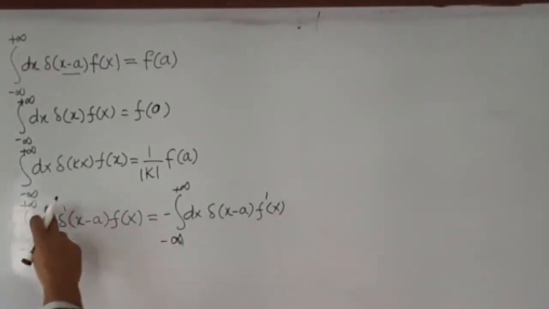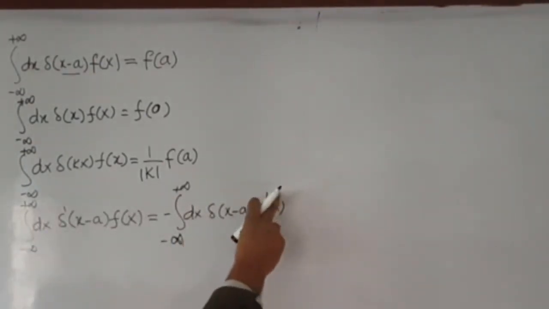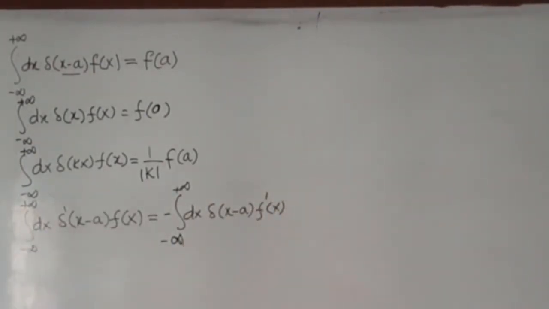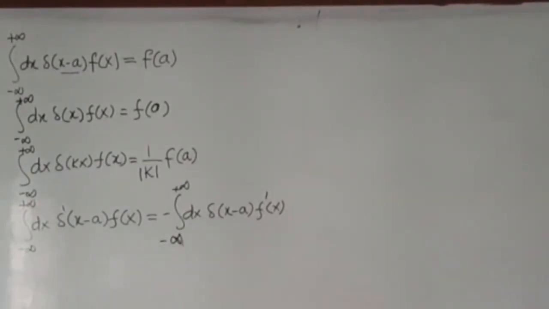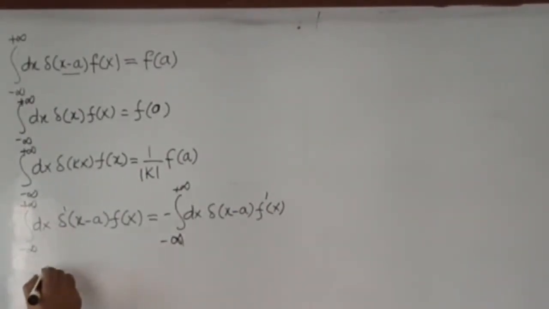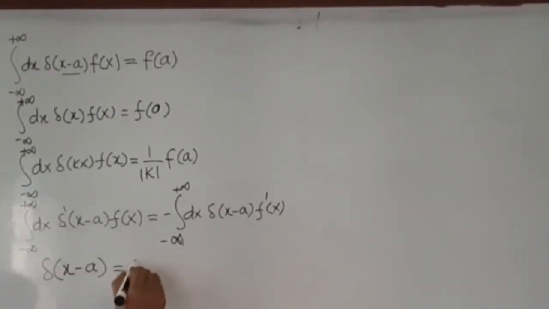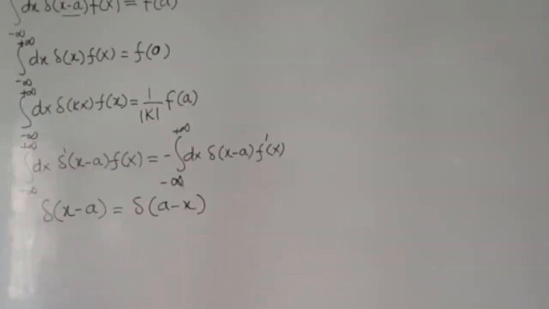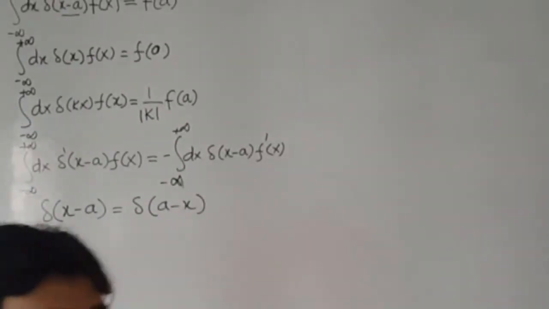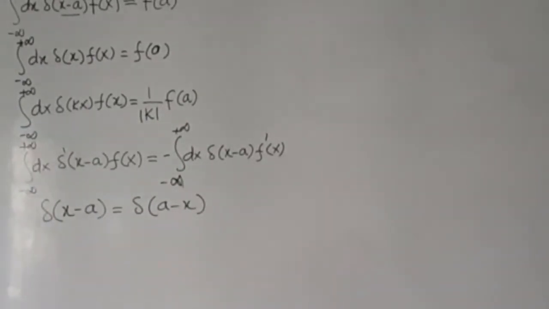Means the prime from here will be shifted to this one, because this is due to the integration by parts. Similarly, we had another result: delta(x minus a). If I reverse the domain of it, like a minus x, then it will behave like an even function. The negative sign will not come out of it.